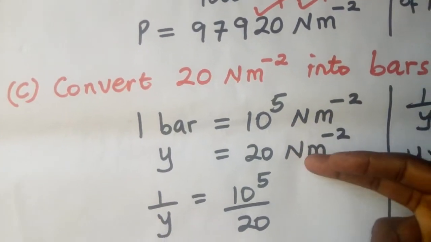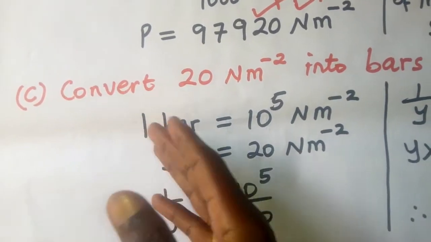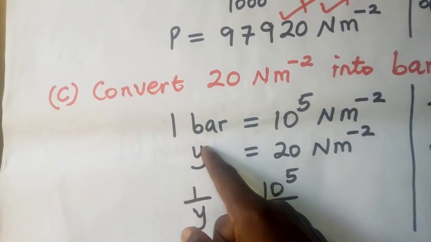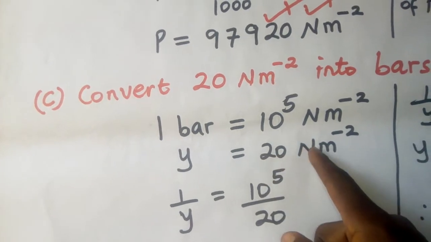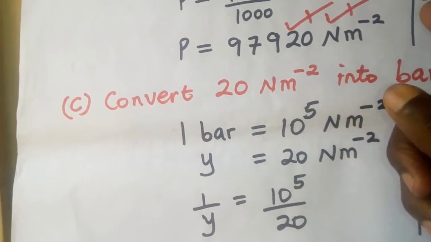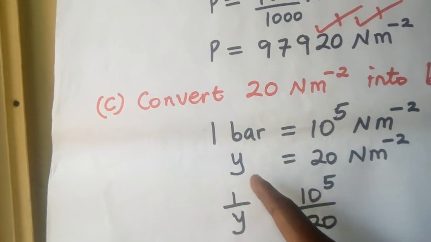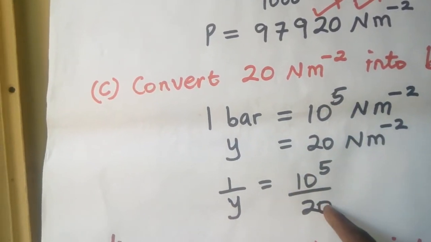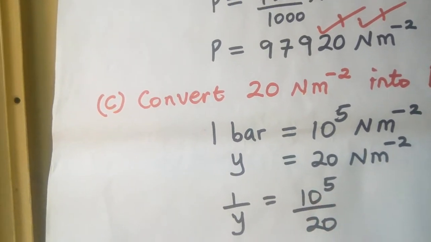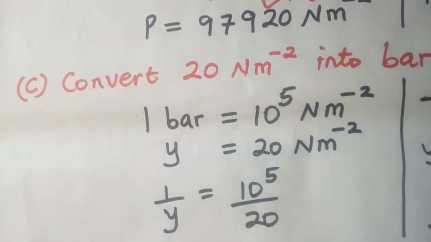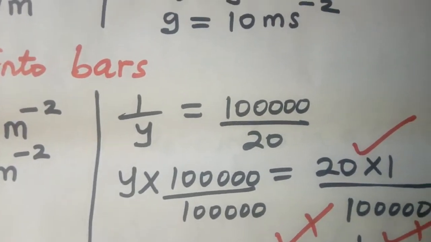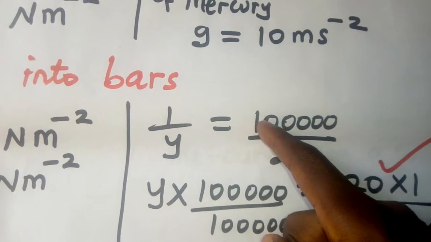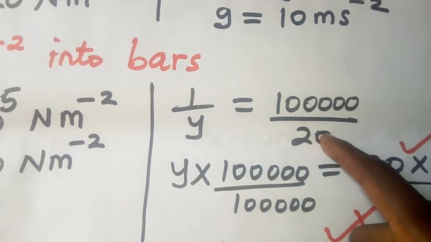We put them together. Then this side of the bar we shall call y, because we don't know how many bars make up 20 newtons per meter squared. Then just like the first case, we use the fraction 1 over y is equal to 10 to the power 5 over 20. Now what is 10 to the power 5? We said 1 over y is the same as 10 to the power 5, which is the same as 100,000 divided by 20.